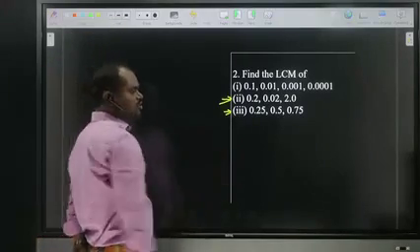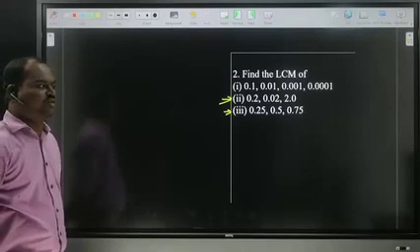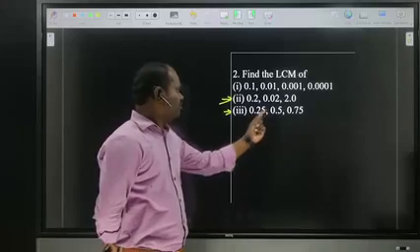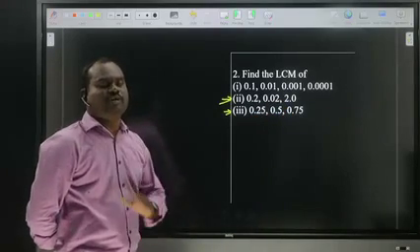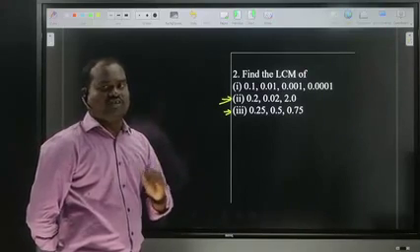Now we are looking at the third one: 0.25, 0.5, 0.75. After the point, maximum how many numbers? Two numbers, one number, two numbers. Maximum two numbers. So first of all, make all of them two numbers. Now I am reducing the steps.